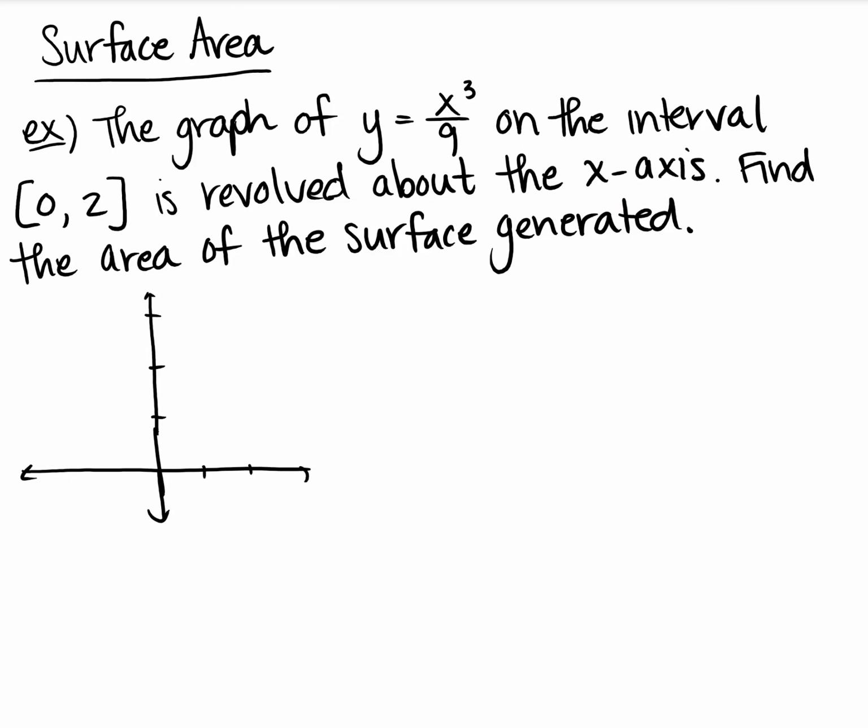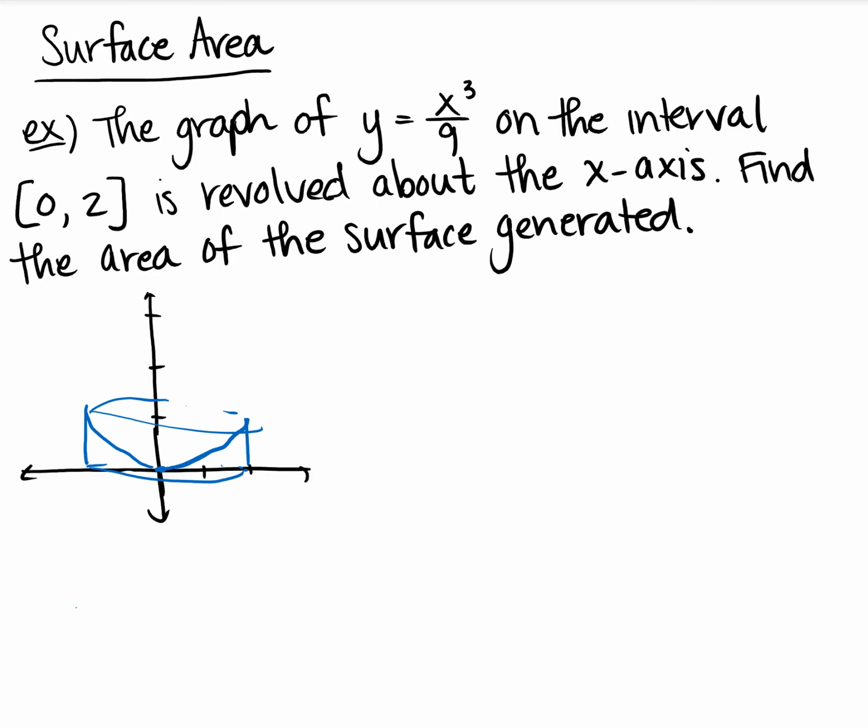Let's see. 0 is 0. If I put in 1, I get 1/9, so pretty little here. If I put in 2, I get 8/9, so almost 1. This is a cubic, and we're just looking at the interval from 0 to 2. Normally the cubic is going to go something like this, but I just want between 0 and 2. Then I'm going to rotate that about the x-axis, and we're going to get some surface like this, and I just want the area of that surface.